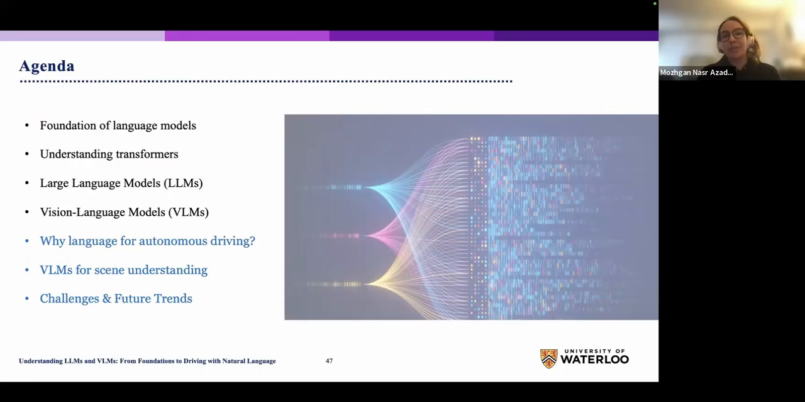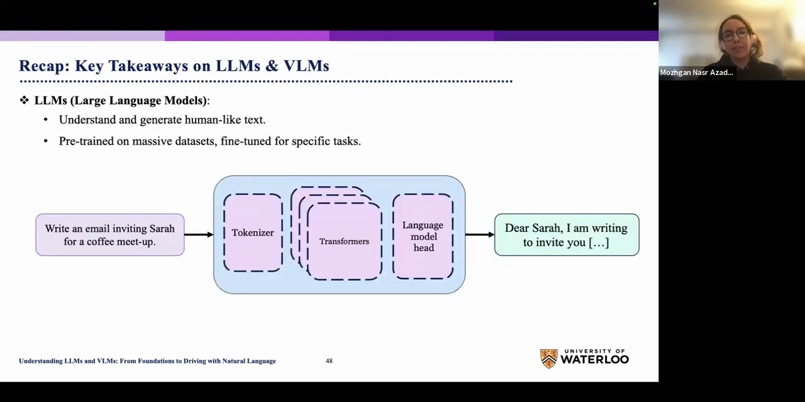Last session, we talked about the foundation of language models. We took a look inside transformers, LLMs, and VLMs. And today our focus will be mostly on their application in the autonomous driving field and scene understanding. But before starting with that, there were some questions asked at the end of the previous session that I promised to go through at the beginning of this session. So let's do that. As a recap, we talked about large language models.